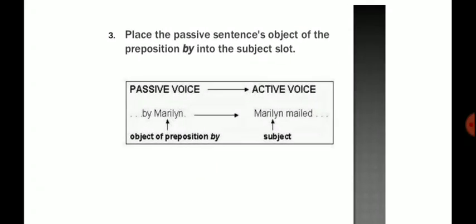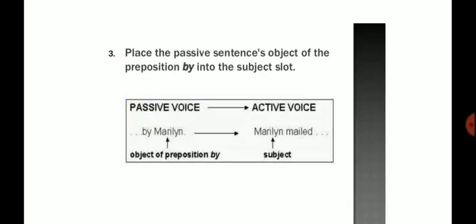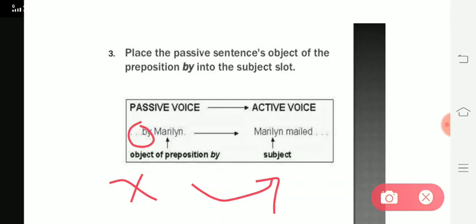Next, place the passive sentence's object of the preposition by into the subject slot. Again, we are not going to use this by. We don't have to use by in active voice, only in passive voice do we use this by. So we have to remove this by as well when we convert the sentence from passive to active.